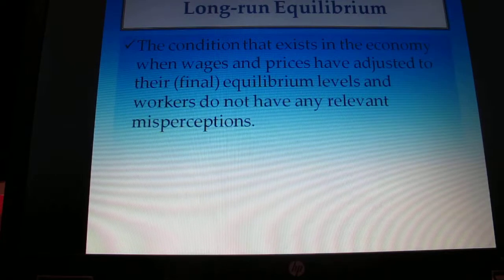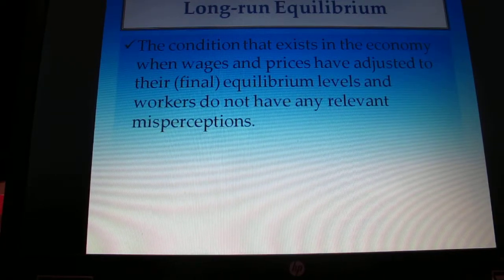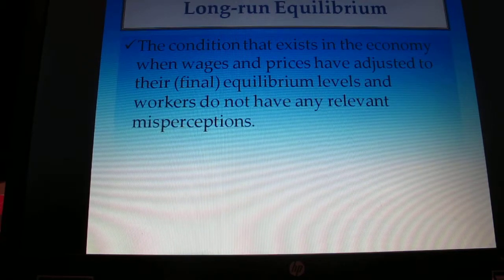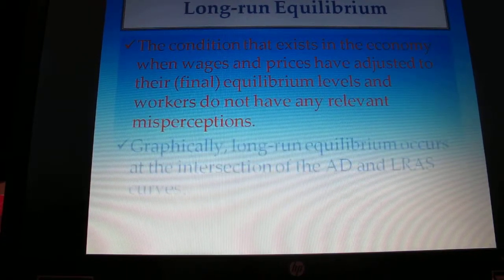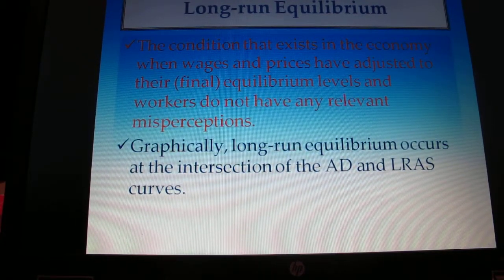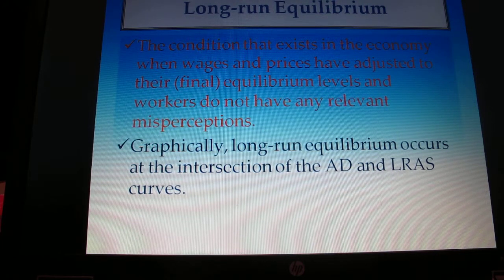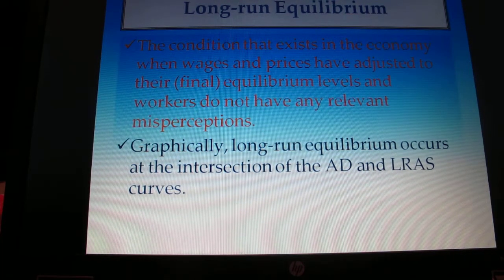So the long run equilibrium is the condition that exists in the economy when wages and prices have adjusted to their final equilibrium levels and workers don't have any relevant misperceptions. Graphically, it occurs at the intersection of the aggregate demand and the long run aggregate supply curves. That's the end of that chapter. I definitely recommend you go back through, read the chapter in preparation for the quiz. We're going to tackle chapters 9 and 10 next.